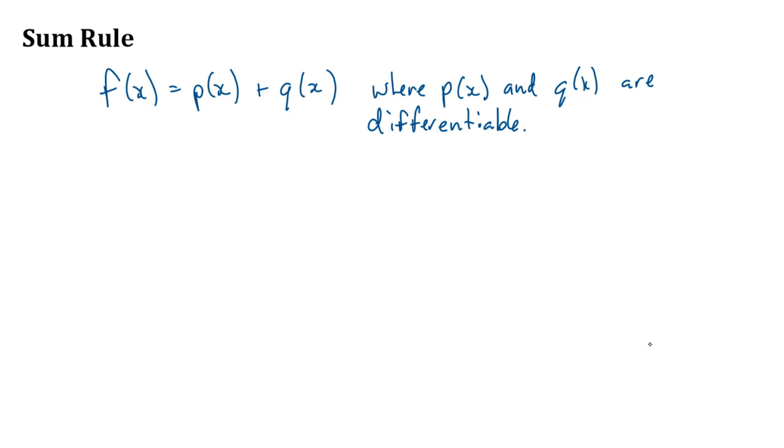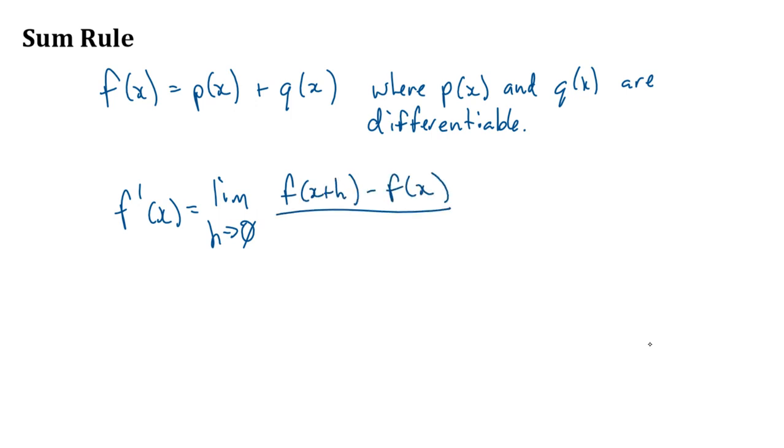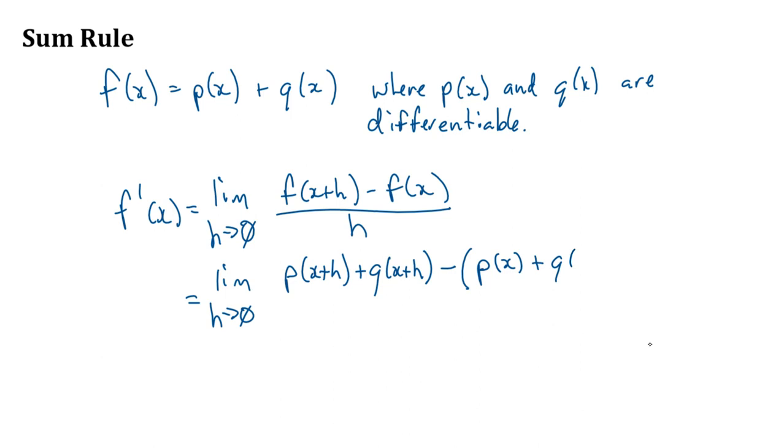Okay. So f at x is p at x plus q at x. P at x and q at x are differentiable. No constants in this one. F prime at x equals the limit as h approaches 0 of f at x plus h minus f at x all over h, equals the limit as h approaches 0. F at x plus h is p at x plus h plus q at x plus h, minus f at x, which is p at x plus q at x.